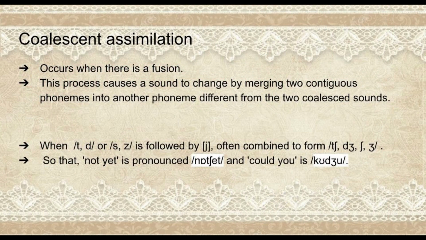Coalescent assimilation is the third type of this phonological process. When we talk about coalescent assimilation, there is a fusion. Both consonants influence each other and fuse together to form a new one, often an affricate.